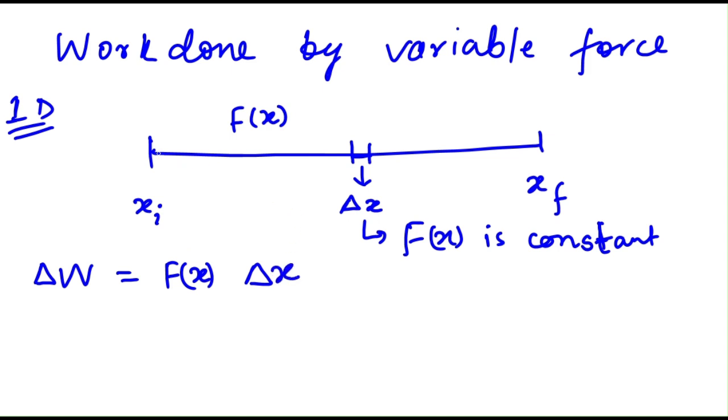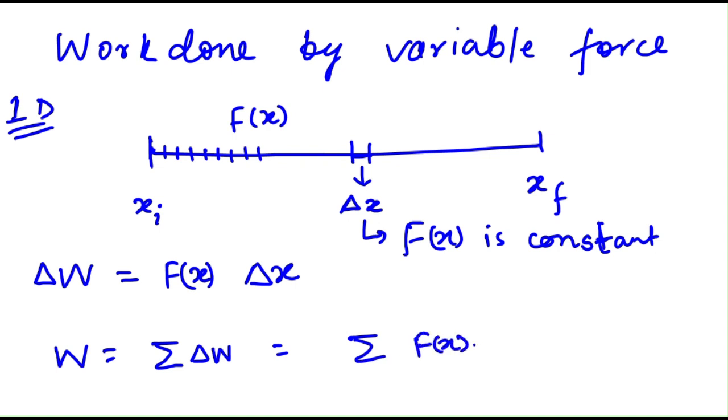And if we fragment all this displacement into delta x, delta x, smaller elements, we can get total work done by adding just these delta W. So we can write the addition of these delta W as the sum of F(x) delta x, where x is varying from xi to xf. We can express it in another way also, but let's say this way.